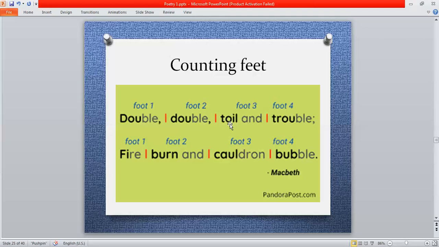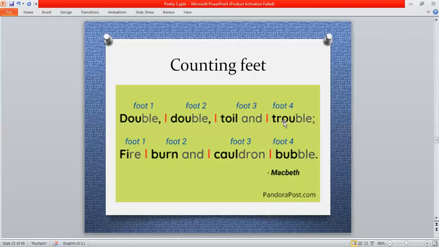Toil, we have the vowel sounds O and I. Because they are successive and they occur inside the same syllable, we consider them one sound. So it's one syllable. Toil and the previous one are two syllables, which makes a third foot. This red line is a separator between foot 3 and the final foot, the word trouble.